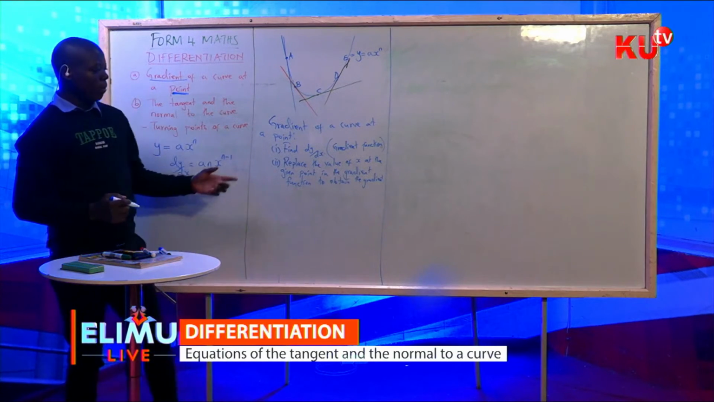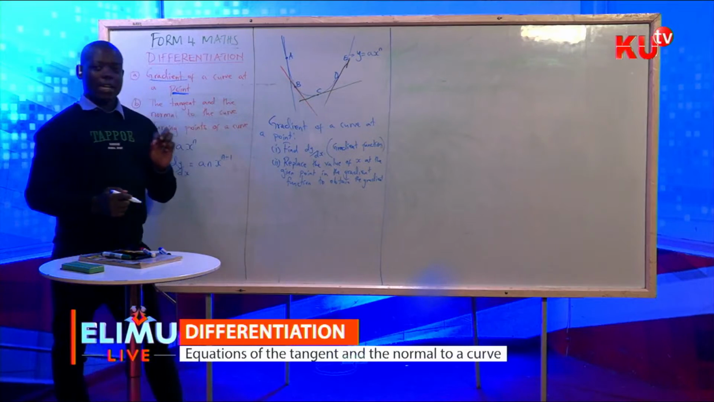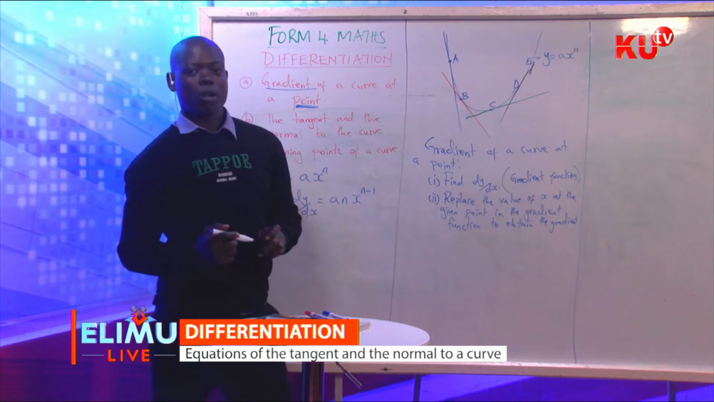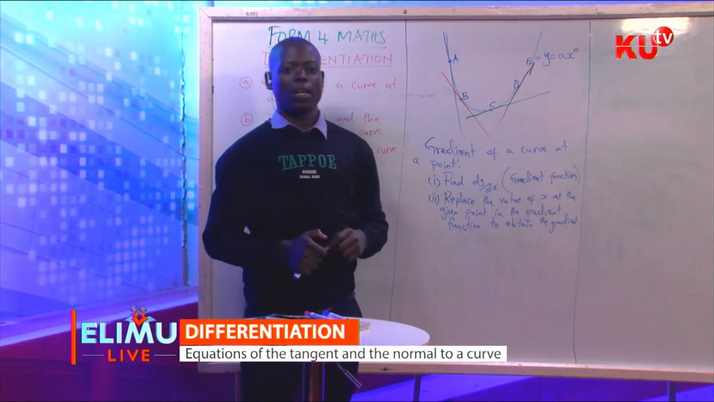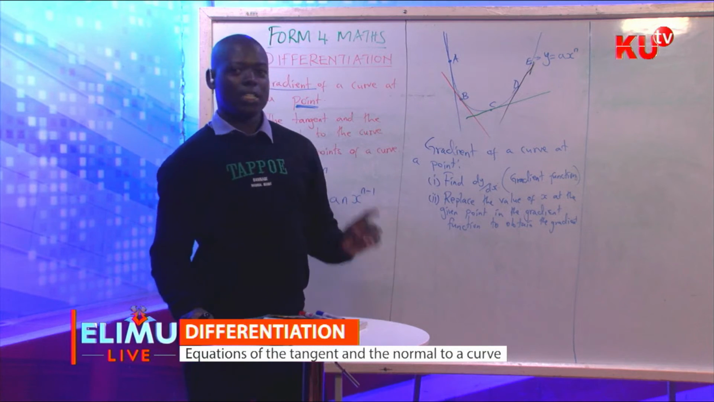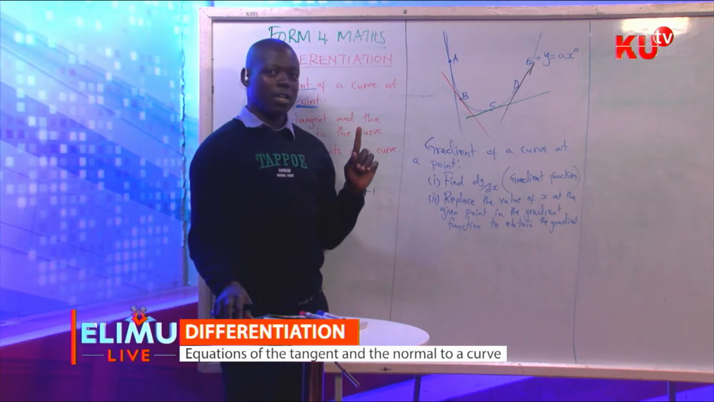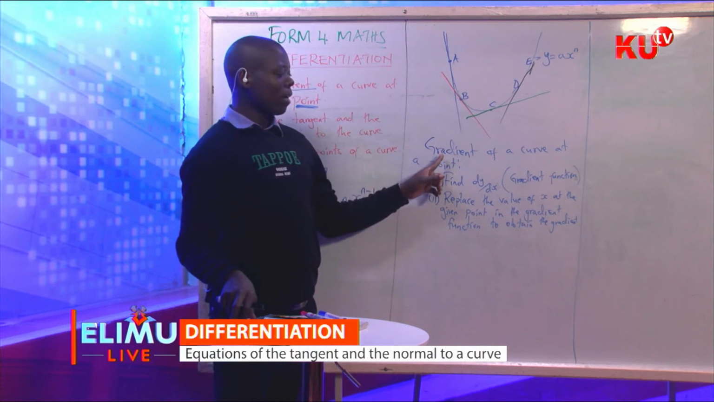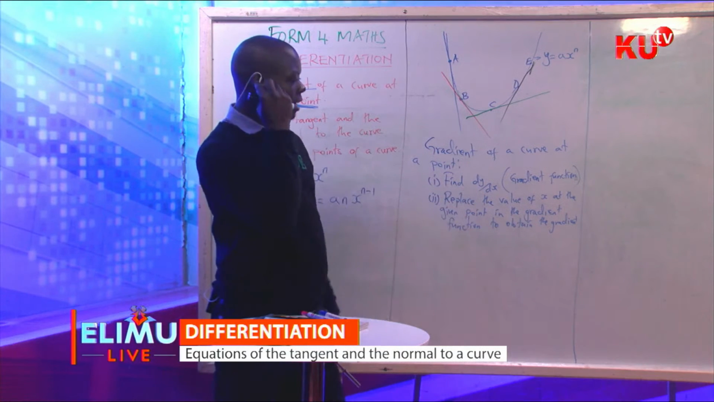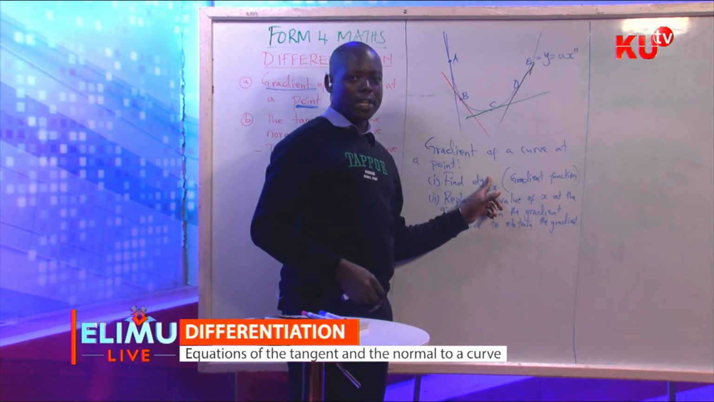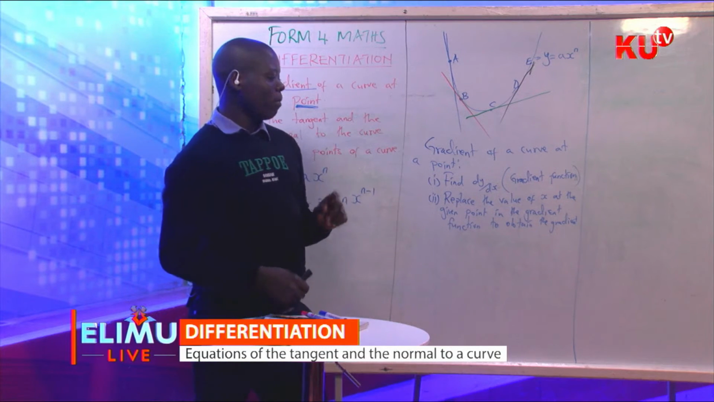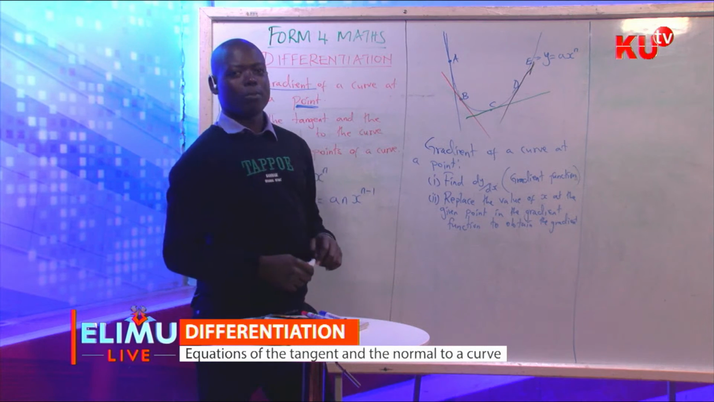So we have to replace the value of x at the given point in the gradient function purposely for us to obtain the gradient of the curve at that point. Therefore, students, there are 2 steps we shall need to undertake when determining the gradient of a curve at a point. Step number 1 will be to determine what we call the gradient function, the dy dx. And number 2, we replace the value of x at a given point in the gradient function to obtain the gradient.